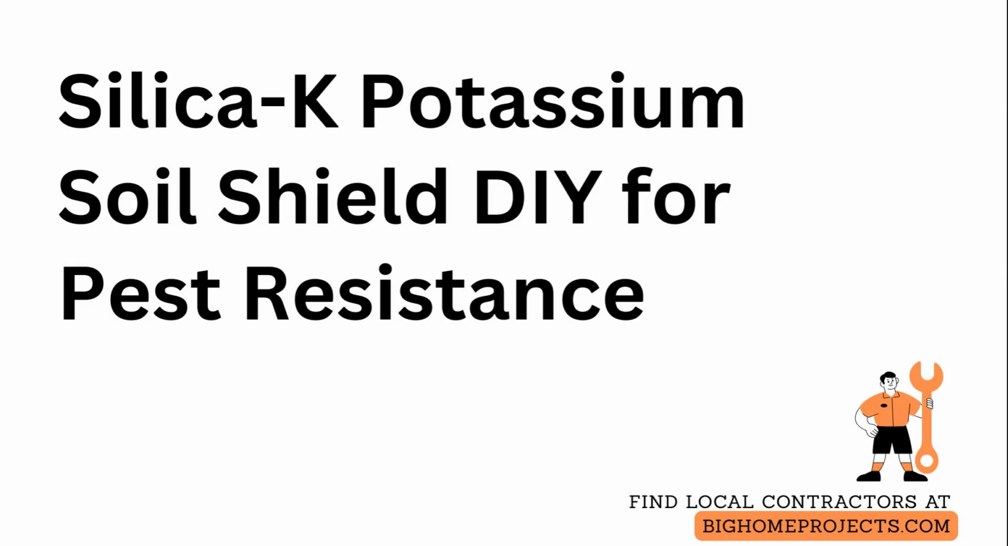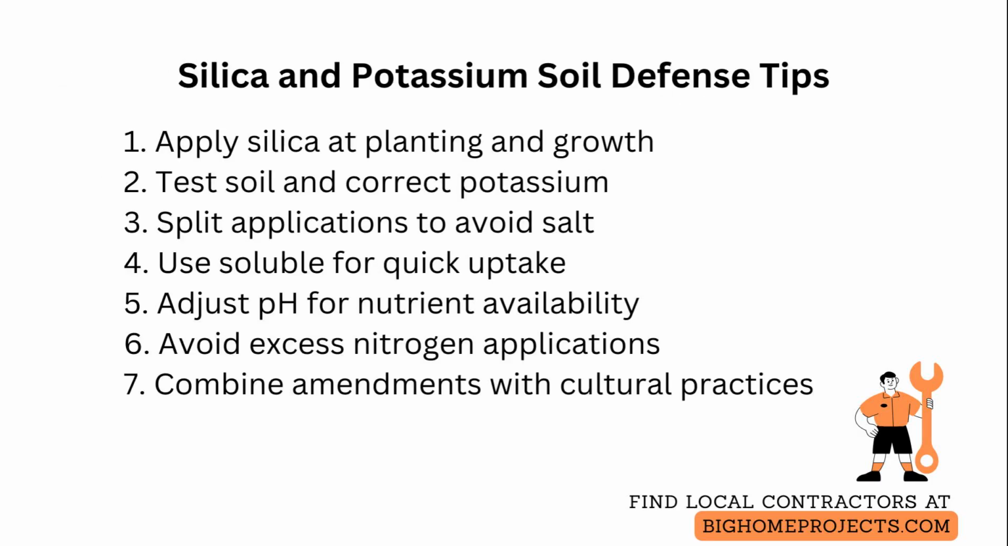Use silica and potassium soil amendments to strengthen plants so they resist pests before problems start. Apply a silica-based amendment at planting and again during active growth, using horticultural silica or biogenic silica at manufacturer rates adapted for your soil texture. Silica deposits in cell walls increase rigidity and make chewing and piercing by insects more difficult.